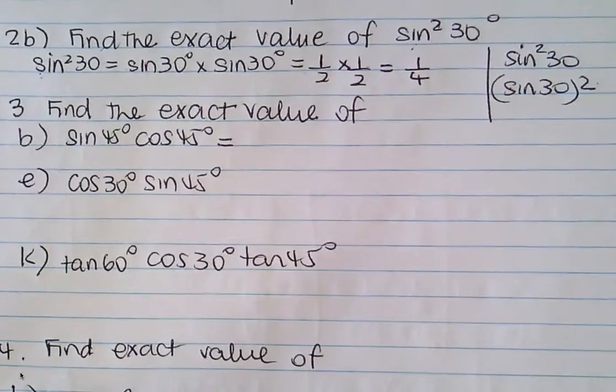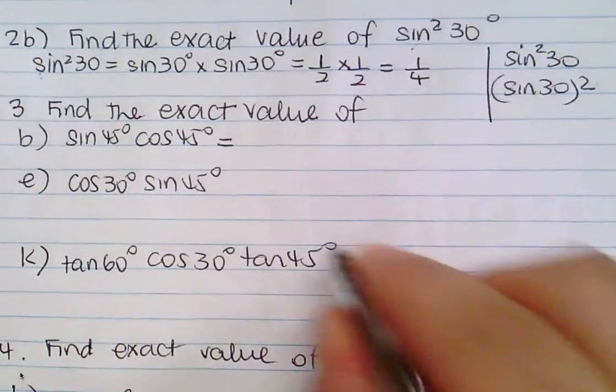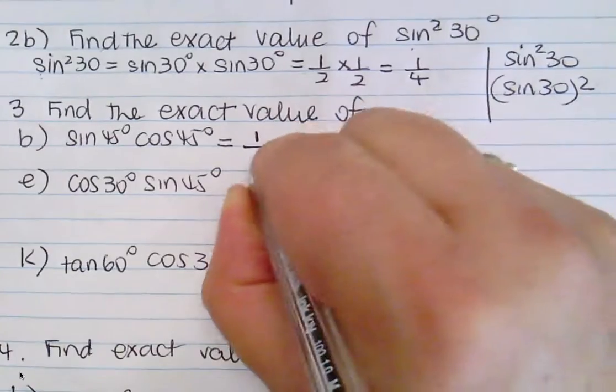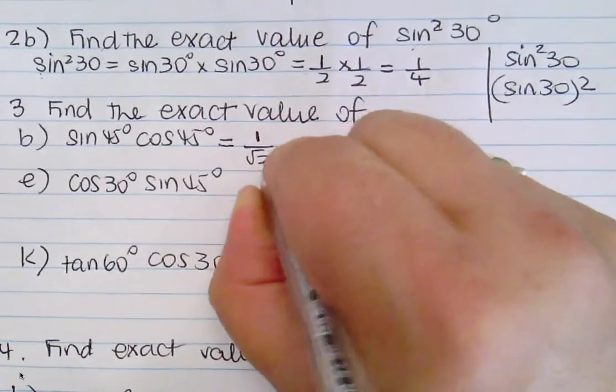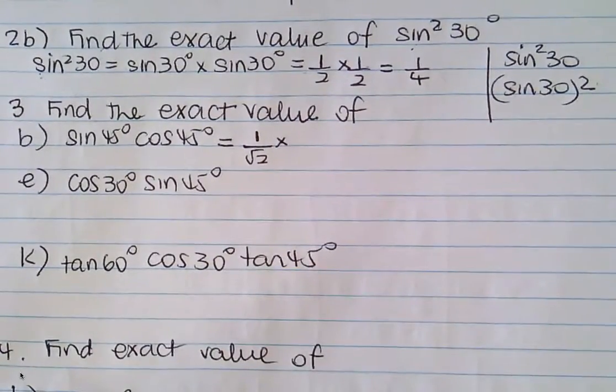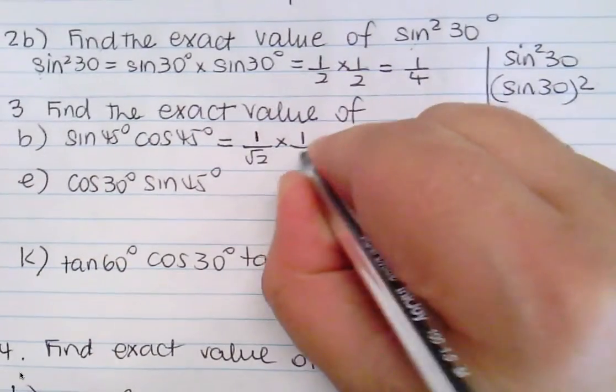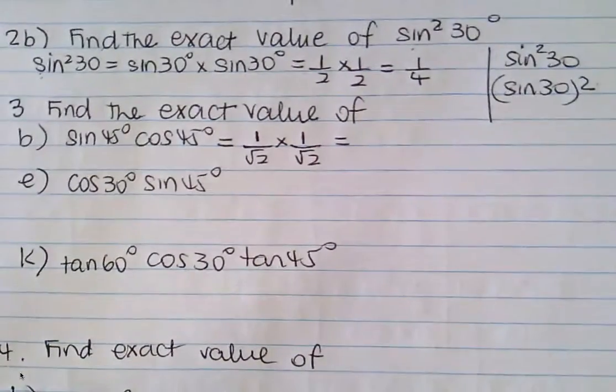Find the exact value of sine 45 times cos 45. Sine 45 is, you can do it on your calculator, 1 on root 2. Cos 45 is the same. It's also 1 over root 2. Now what does this equal?